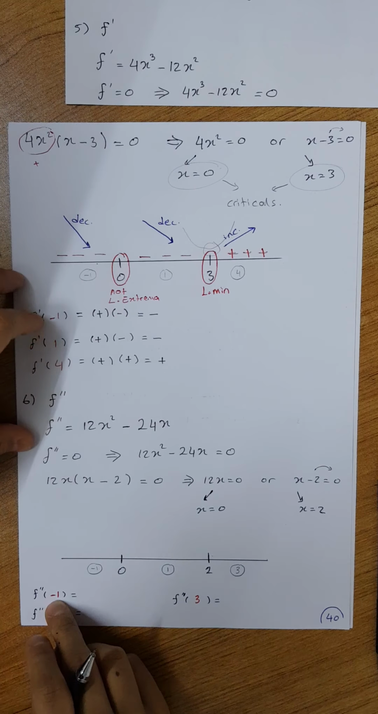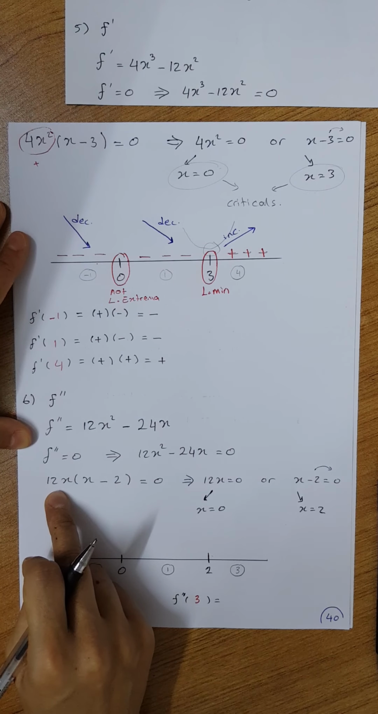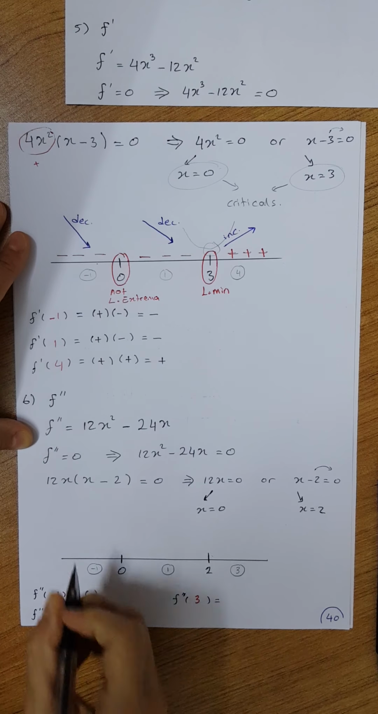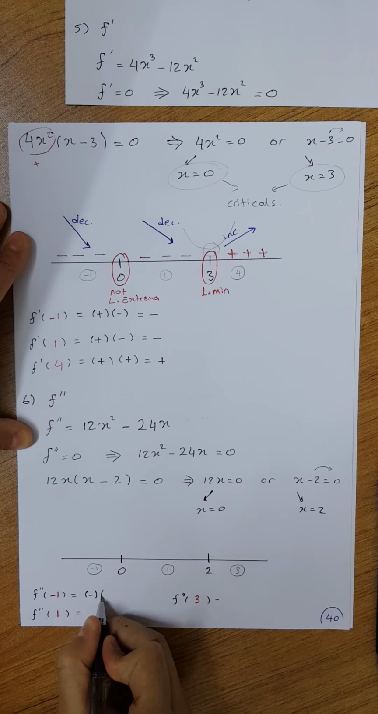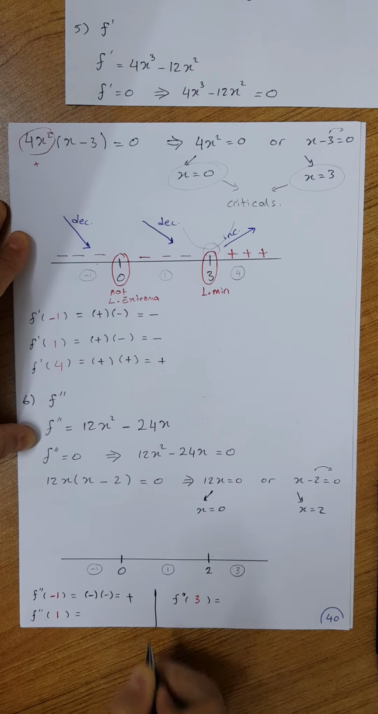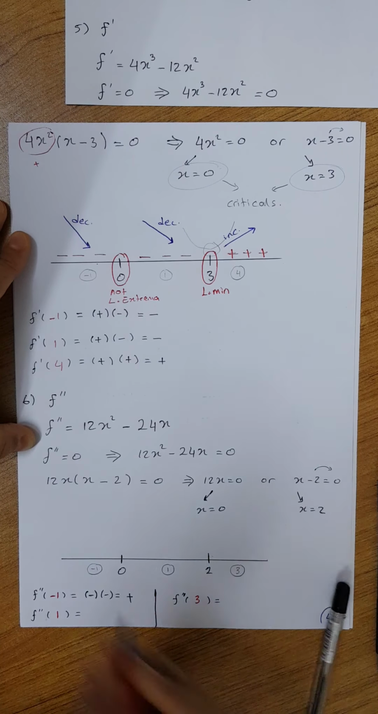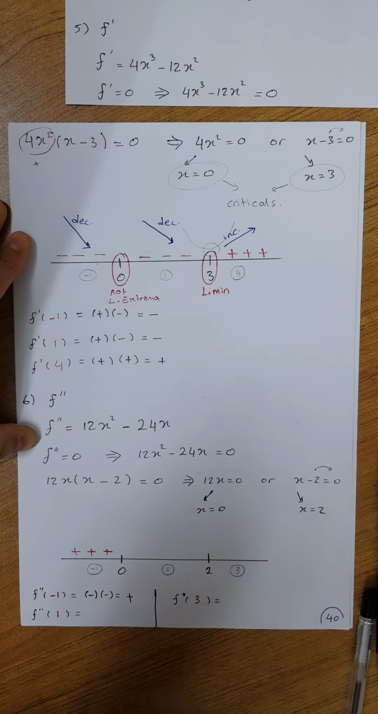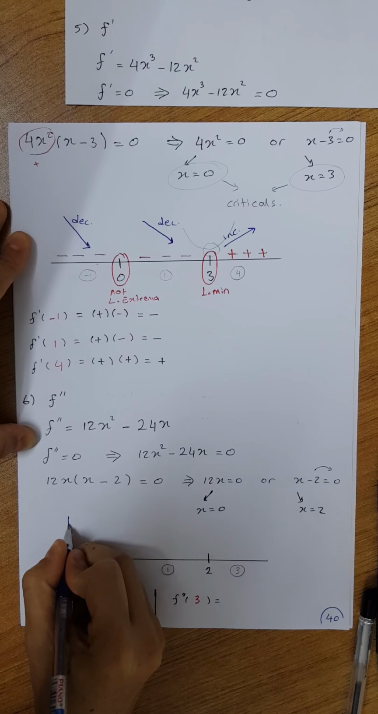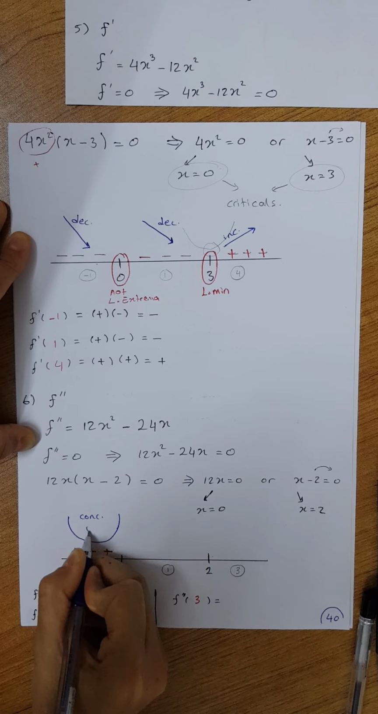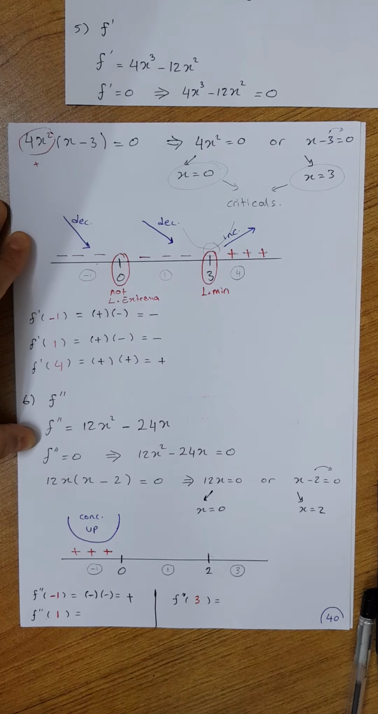If I put -1 into the factorized form of the second derivative, what will I get? 12 multiplied by -1, that will be negative, okay? -1 minus 2, that will be negative. So the result is what? It is positive, okay? Since it is positive, what does that mean? That means whatever number I'm choosing in that interval, I will get something positive. What does positive mean? That means the function that I have got is concave up. The cup shape is concave up, okay?